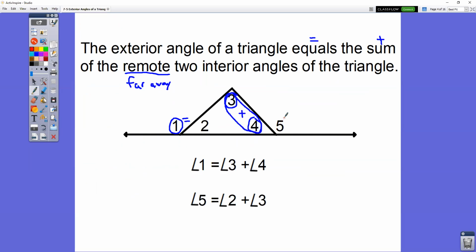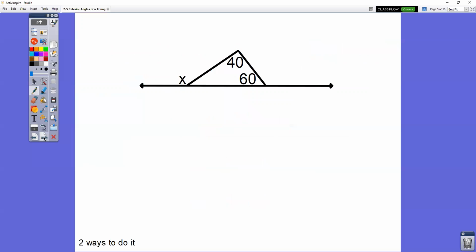We also have this exterior angle, angle 5. Angle 5 is the two remote interior angles, the two that are farthest away from it, added together. So angle 2 plus angle 3 equals angle 5. So the two interior angles that are farthest away from the exterior angle, added together, equal that outside angle, that exterior angle. Now that might seem a little bit confusing. Let's take a look at some actual examples with some measurements in them.